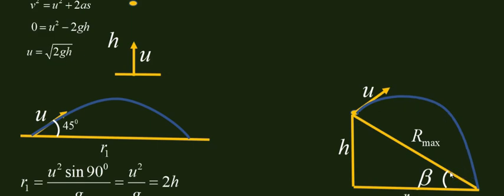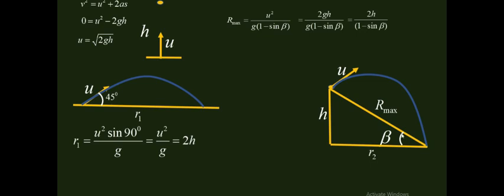Now using the standard result for maximum range on an inclined plane, we have this relation. Simply put u square as 2gh in this expression. G gets cancelled. Then from this triangle we have the value of sine beta as h over r max. Now cross multiply and solve. So we get r max equal to 3h.